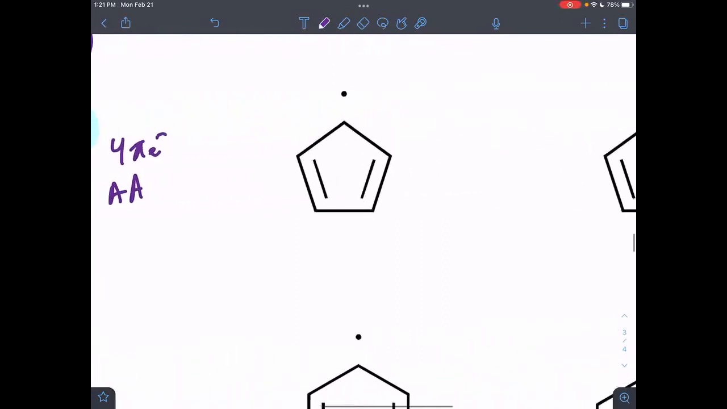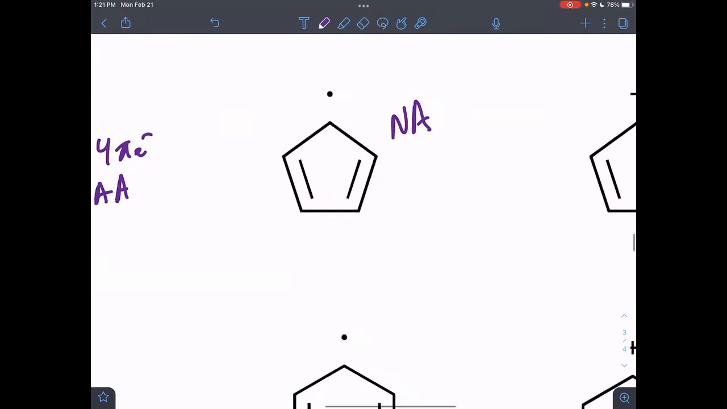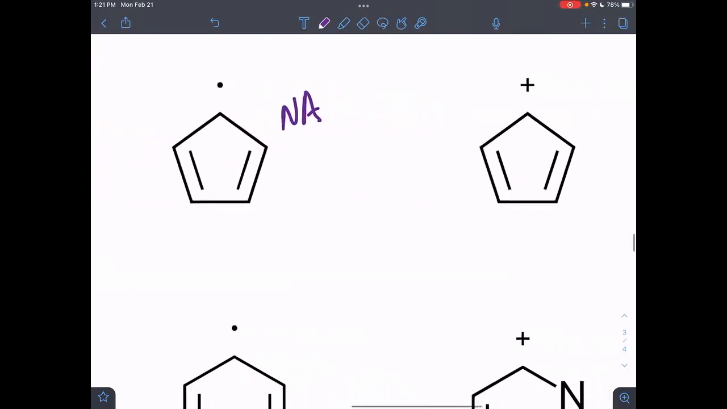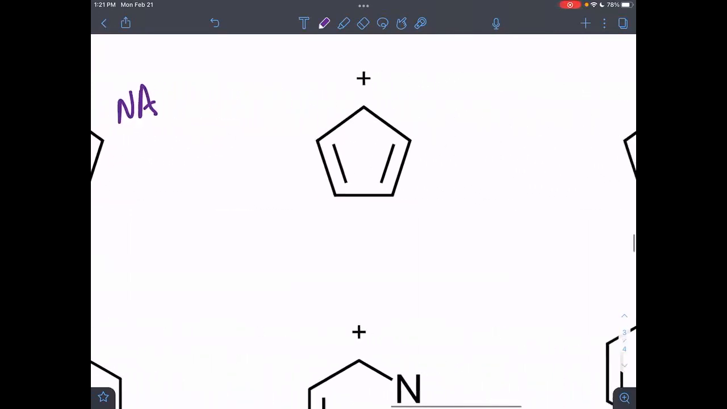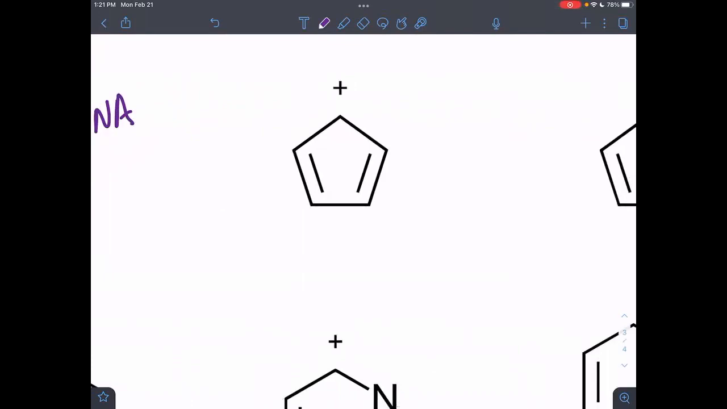All right, we're on to pentagons. So remember the thing about the odd number of radicals? What does having an odd number of radicals make a molecule? Because we can't have 4n plus 2, and we can't have 4n either, because we have an odd number. So it has to be non-aromatic. Okay, what about this one?